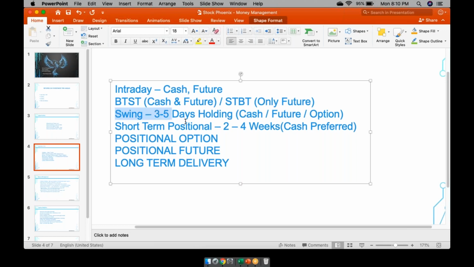So swing trades, 3 to 5 days holding. It can be done in cash, future, option. I'll tell you, swing trade is the best way to trade in stock market, the easiest way to make profit. Either it may be cash or future or option, but for this you need good capital. Good capital in the sense as per money management. Very simple, as per money management.